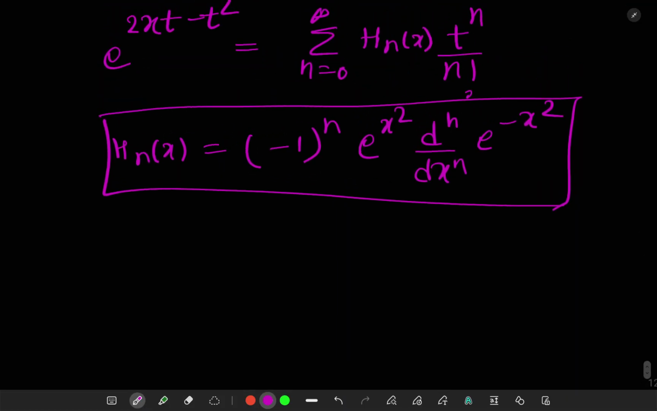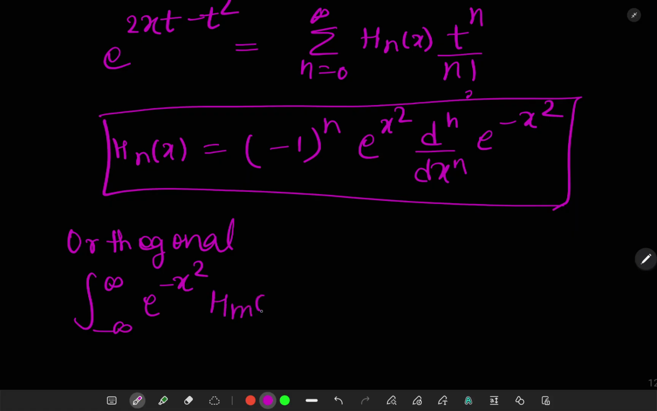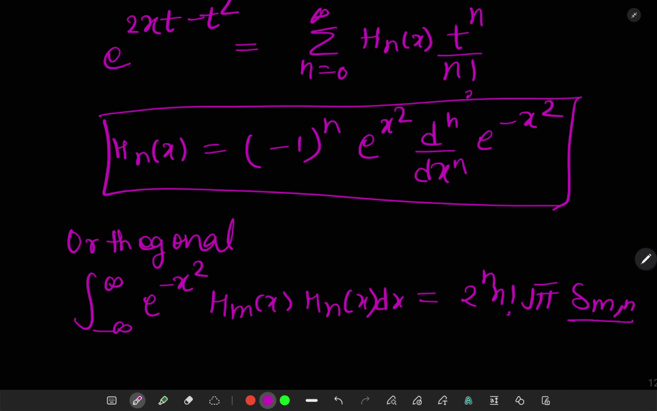Using this we can calculate various values of H for varying values of n. Now the orthogonal property: integral from minus infinity to plus infinity of e raised to power minus x squared Hm(x) Hn(x) dx equals 2 raised to power n factorial n root pi delta mn. Here this is the Kronecker delta.